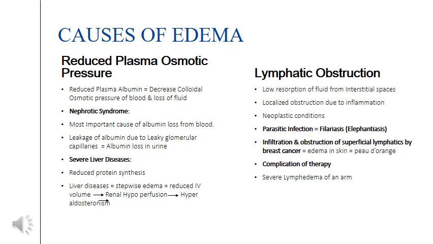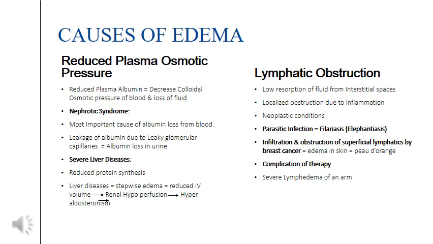Then another cause is infiltration and obstruction of the superficial lymphatics by the breast. This is an example. So in breast cancer, usually superficial lymphatic obstruction can occur due to tumor in the breast. Then it can cause edema in the superficial skin of the breast.